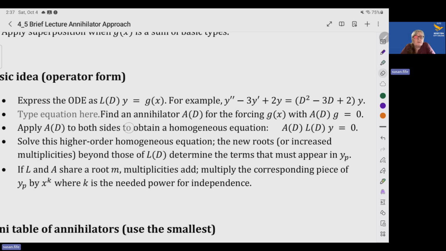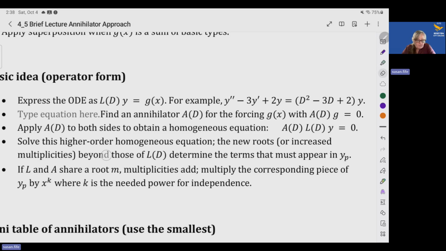Oh, that typo there should not be there. We're going to find an annihilator, A of D, for the forcing function g of x, where when you apply that annihilator function to g, it's going to give you 0. And then we're going to apply that annihilator function to both sides so that the left side is going to be the annihilator function times that linear function. In this case, D squared minus 3D plus 2 applied to y.